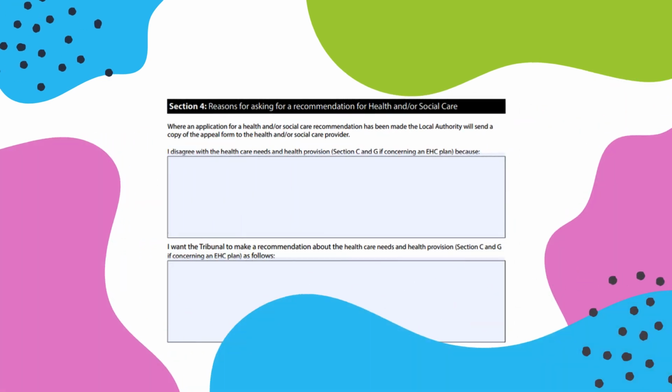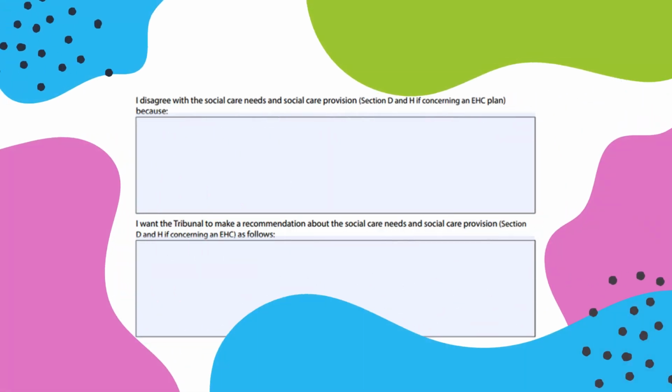If the parent, carer, or young person is asking the tribunal to make recommendations on health and social care sections in the EHCP, they can state the reasons why they disagree with these sections in this next section. Again, this can only be added to an appeal about an education section, which are sections B, F, and I.